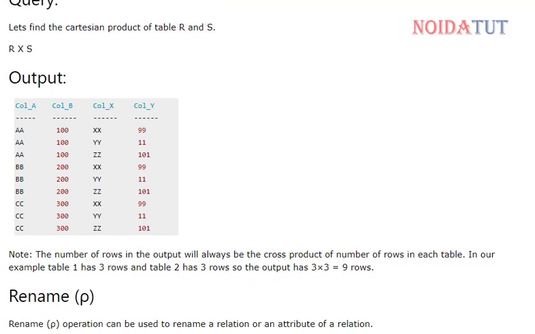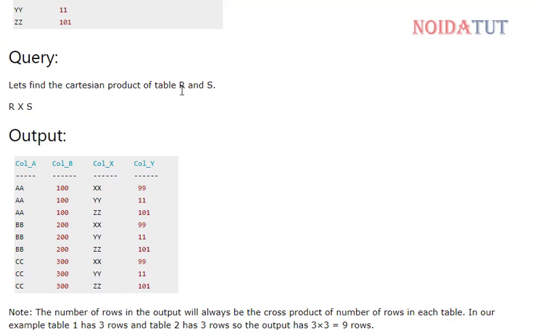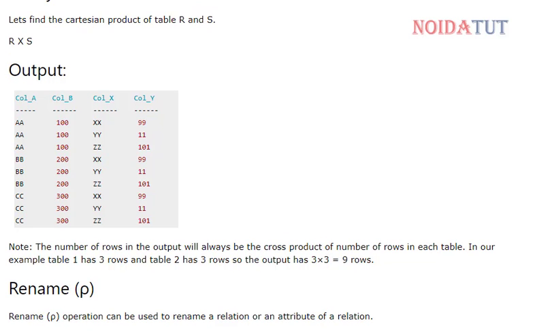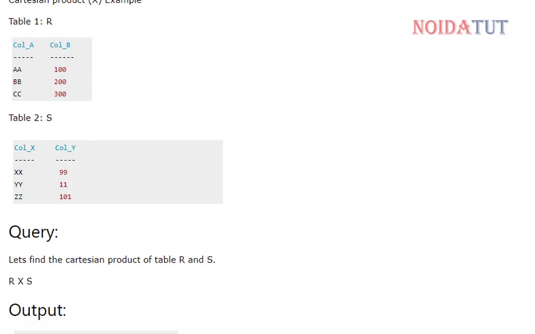Now when we find the product of R1 and R2, you can see that we have column A, column B, X and Y. The number of rows in the output will always be the product of the number of rows in each table. In our example, table 1 has 3 rows and table 2 has 3 rows, so the output will be 9 rows. Now you can see how we are going to do that.